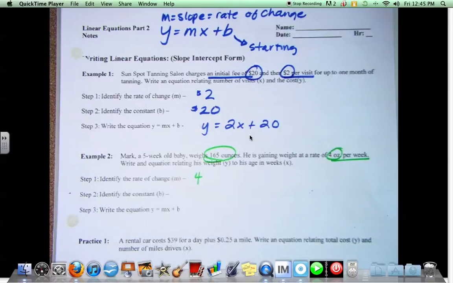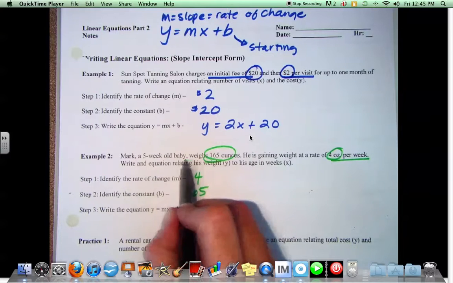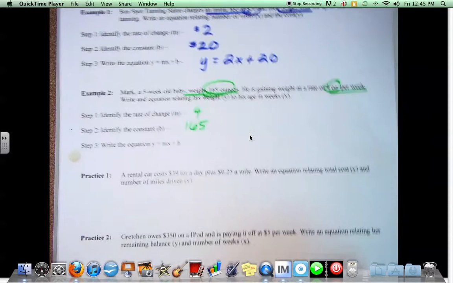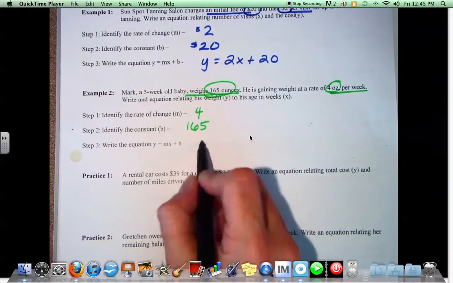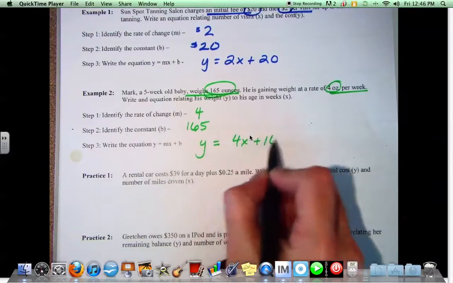Identify the constant. 165. What does that mean specifically for this example? It's what he started with. He weighs 165 ounces. So write the equation. Y equals 4x plus 165.